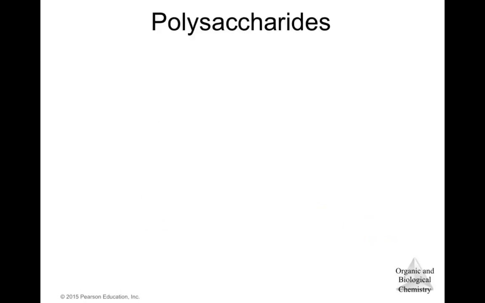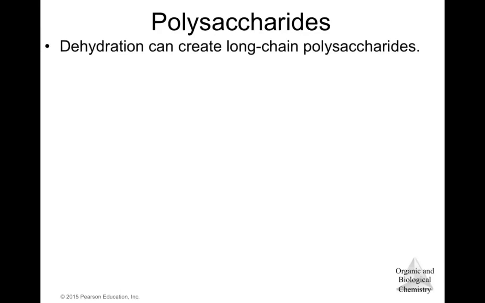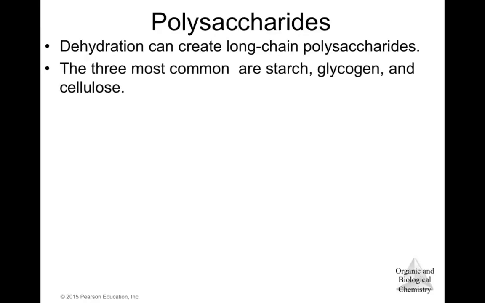And we have the polysaccharides. The polysaccharides basically are formed when dehydration creates long chain polysaccharides. The three most common are starch, glycogen, and cellulose. These are the three most common polysaccharides.